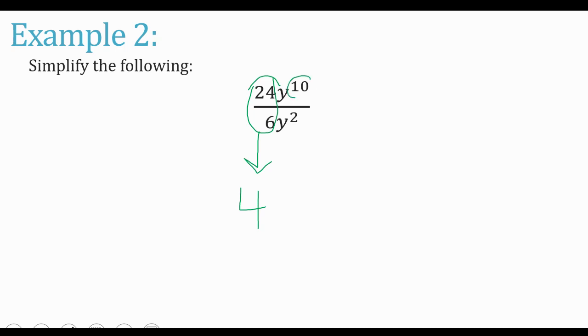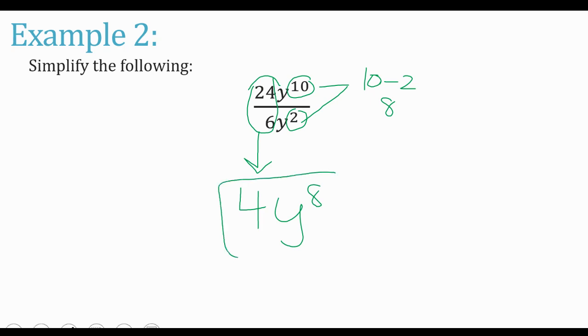And then we have to subtract our exponents here. 10 minus 2 gives us 8. So that is now our new exponent for y. So that's y to the 8th power. So we divided our coefficients, the numbers in front, and then we subtracted our exponents because they have that same variable base. And that's it.